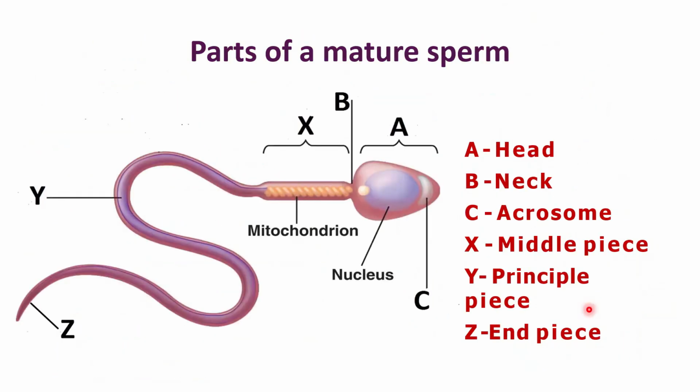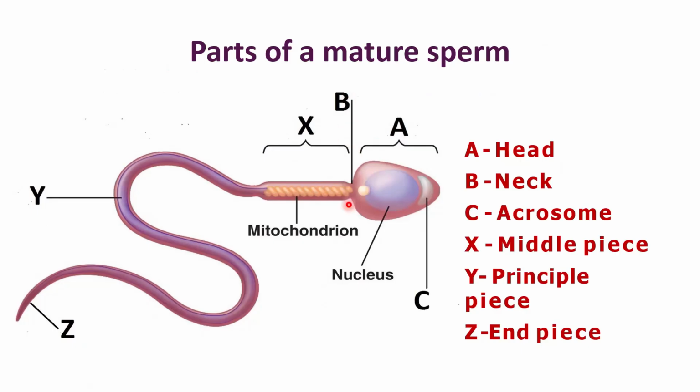We're supposed to know parts of mature sperm, which is quite simple. So this one is after it has undergone now spermiation. So we start with the head, of course. A, this is a head, and you can see the head has a very large nucleus, and then it has an acrosome. The acrosome has proteolytic enzymes that enable now penetration of the zona pellucida during fertilization.